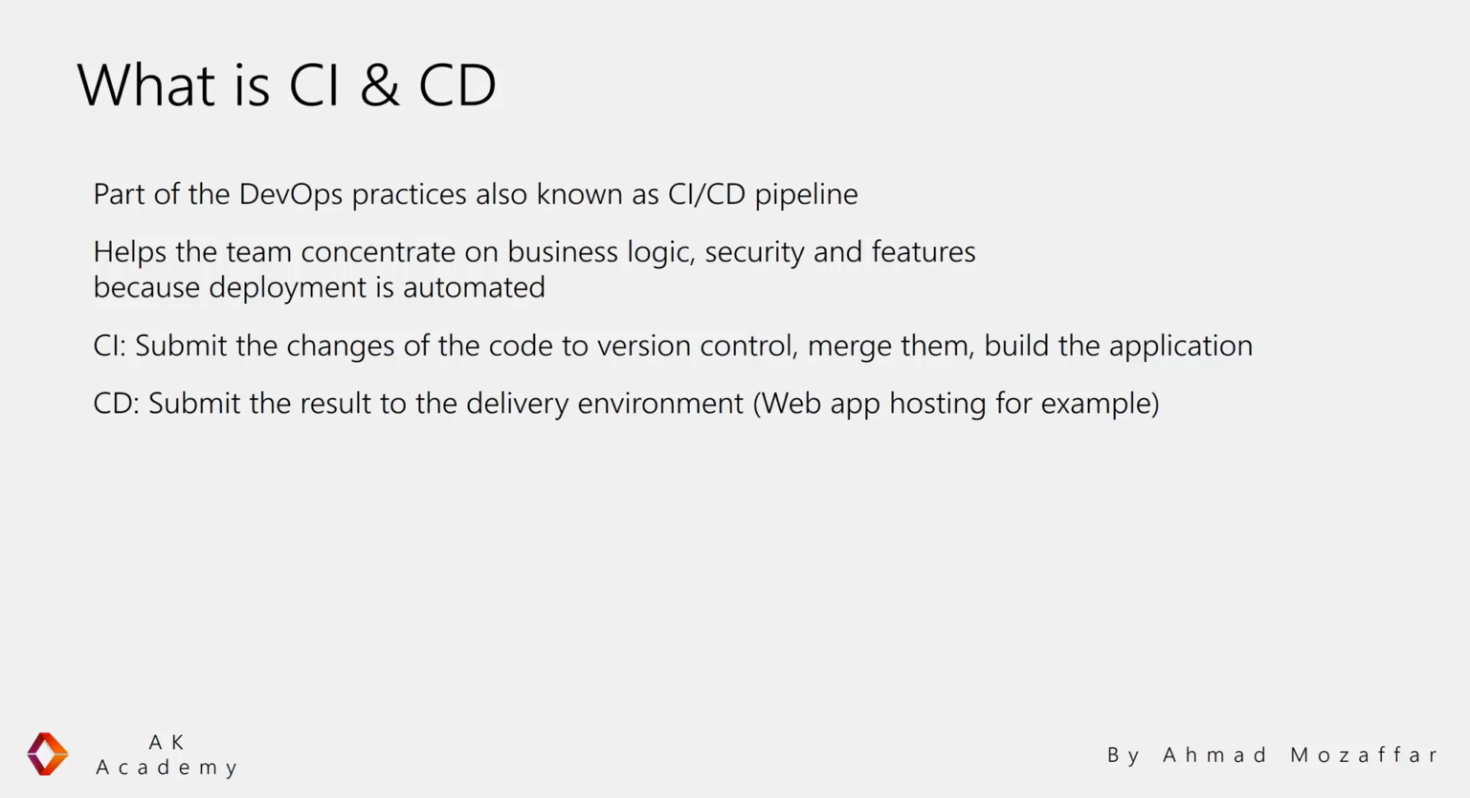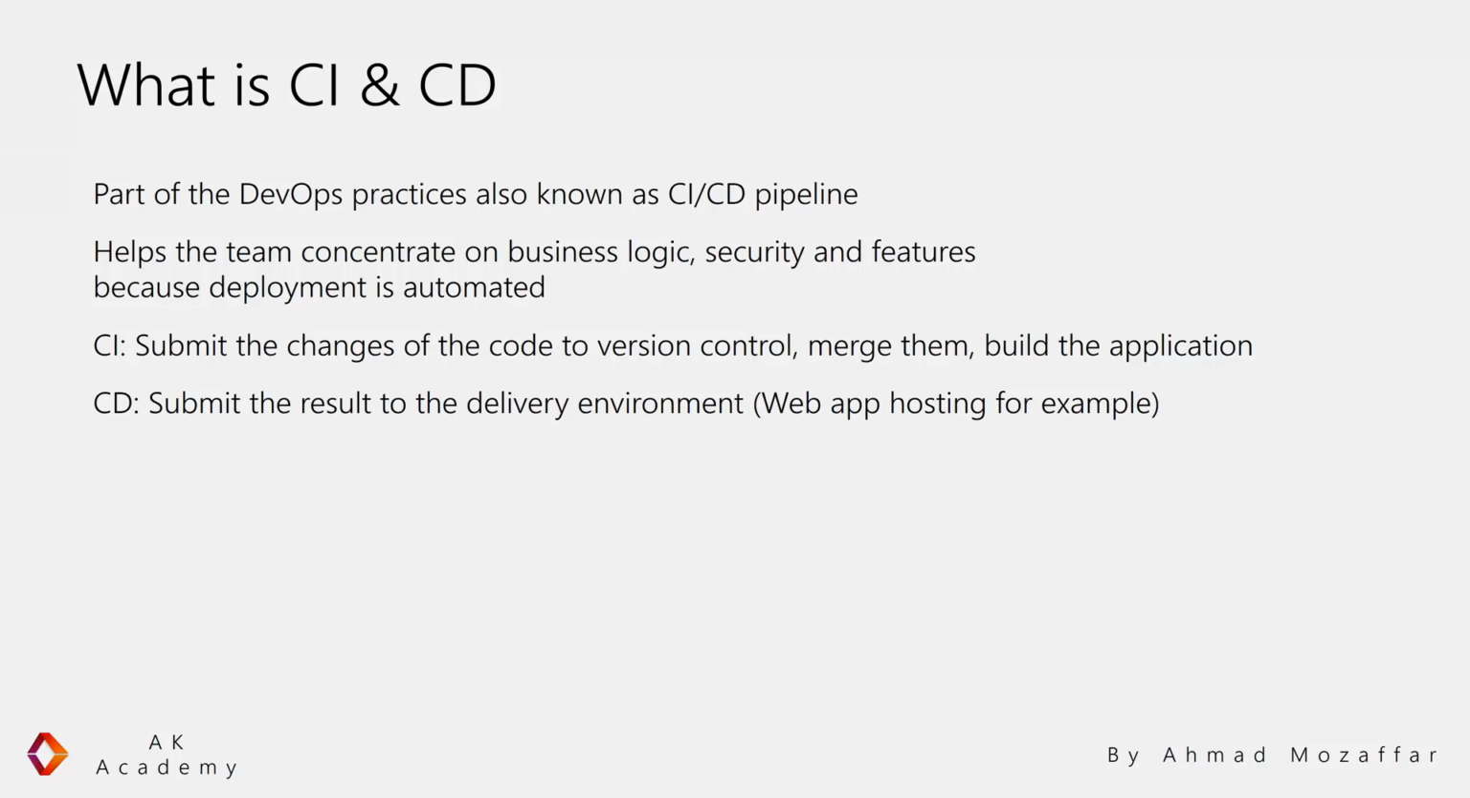Basically, continuous integration means submitting the changes that you made every day, or maybe every few hours, to the code version control, merging those changes, and then building the application automatically. The process of continuous delivery means submitting the result after building the application to your delivery environment, for example Azure App Service or the web hosting where our application is, if this is a web application.